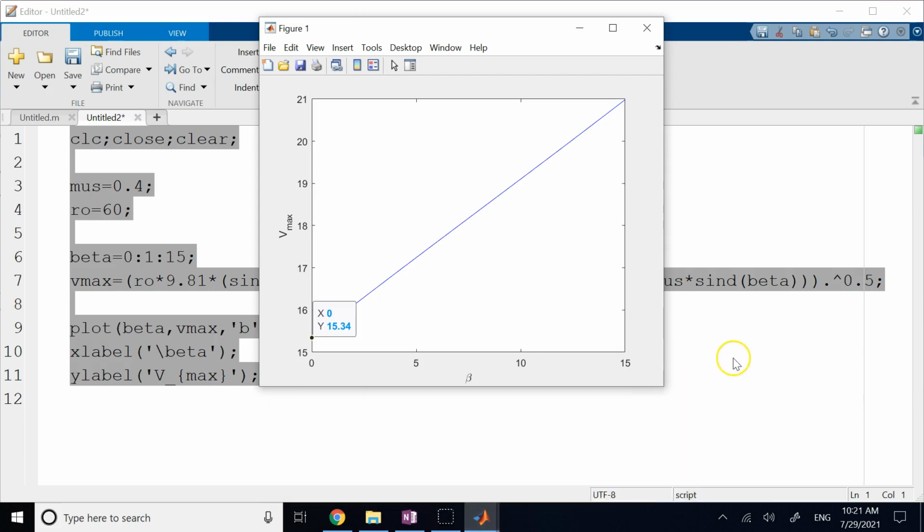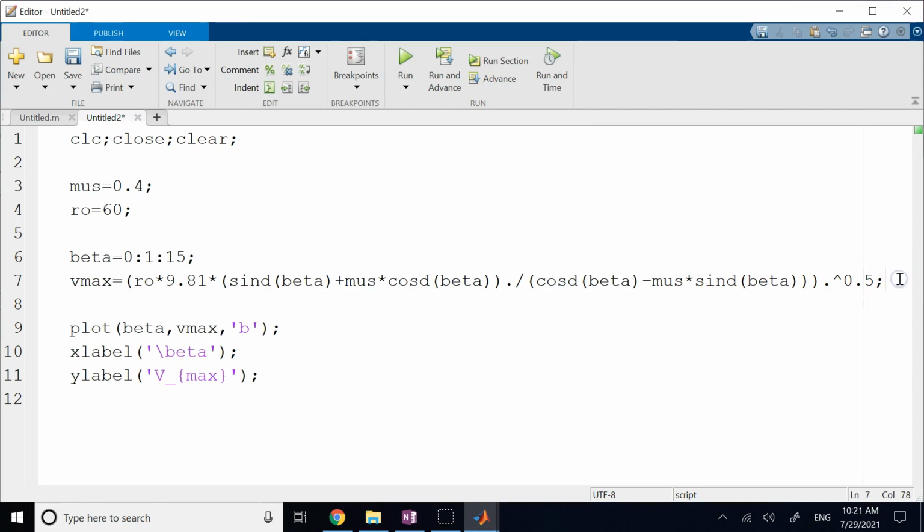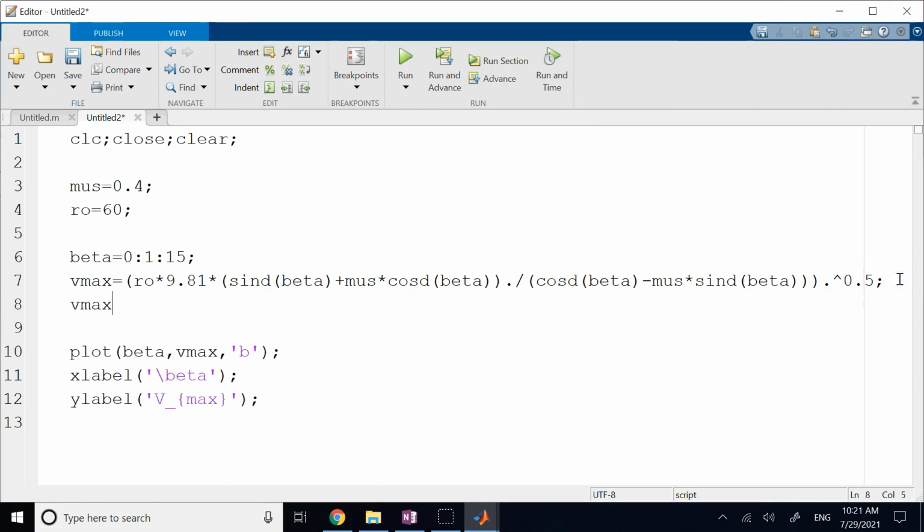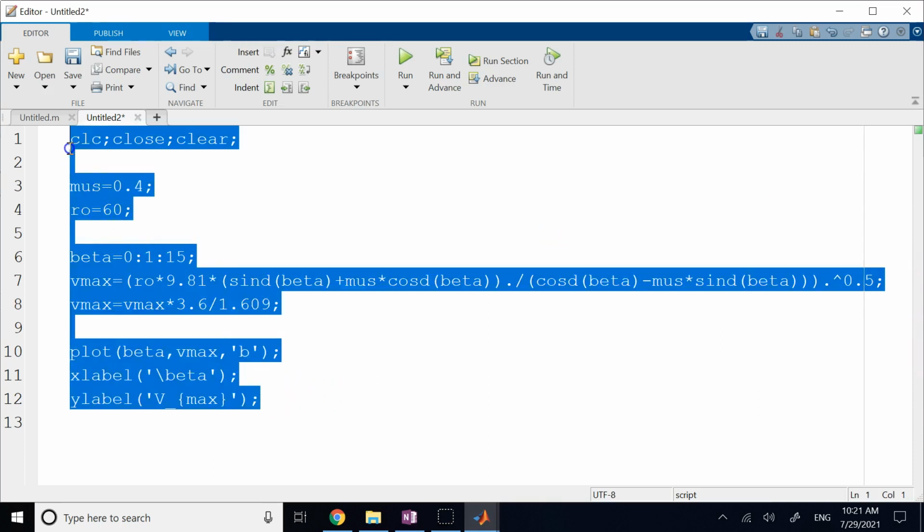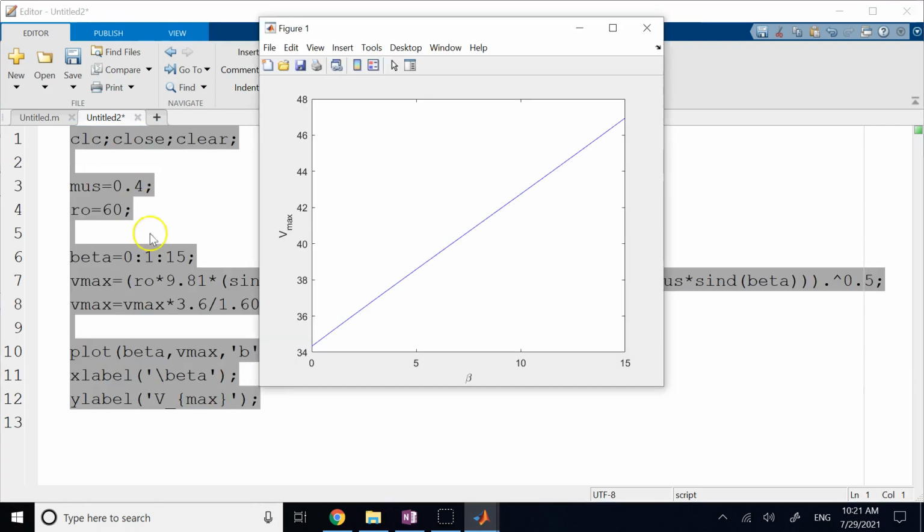If you want, I can convert them into miles an hour, so you have a better feeling. These are in meters per second, so I can basically multiply them by 3.6 to get kilometers per hour, and then divide it by 1.609, which is each mile in kilometers, right? Now, if you do it, you might get a better feeling about the numbers.